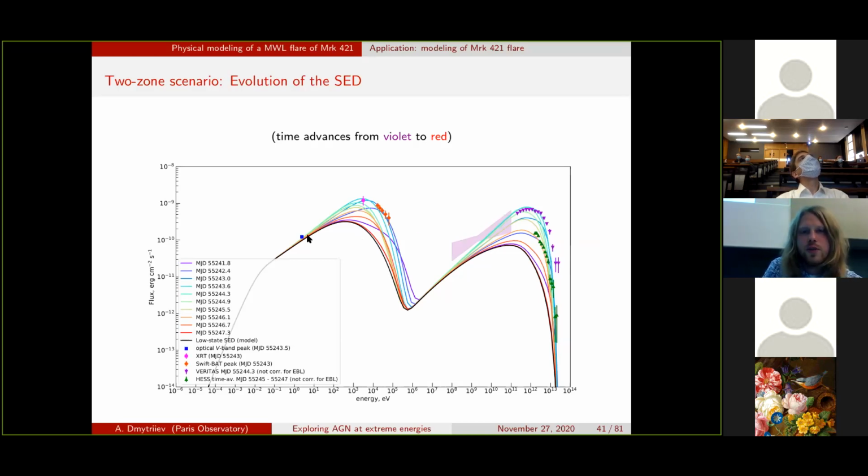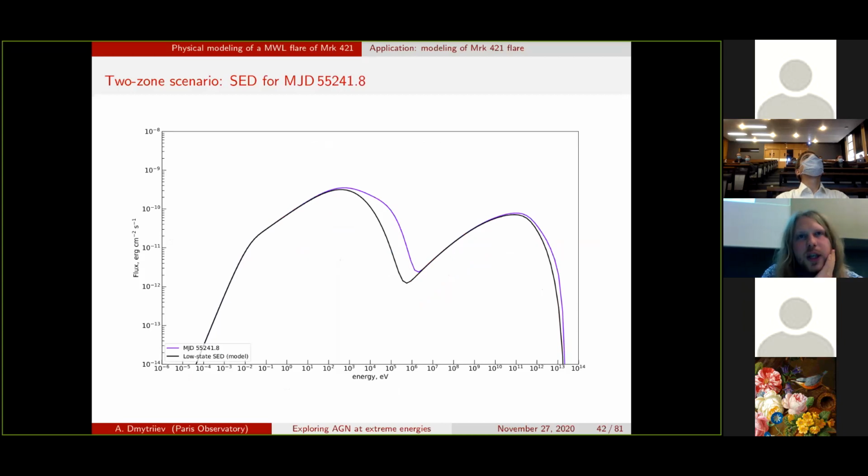Then I would like to show you the time-dependent evolution of the SED, the spectral energy distribution, during the flare. This is the compilation of all curves with a time step of around half a day, with various spectral measurements imposed. Now let's go step by step. This is the very beginning of the flare. Then it's evolving, there is hardening and the whole SED shifts up.